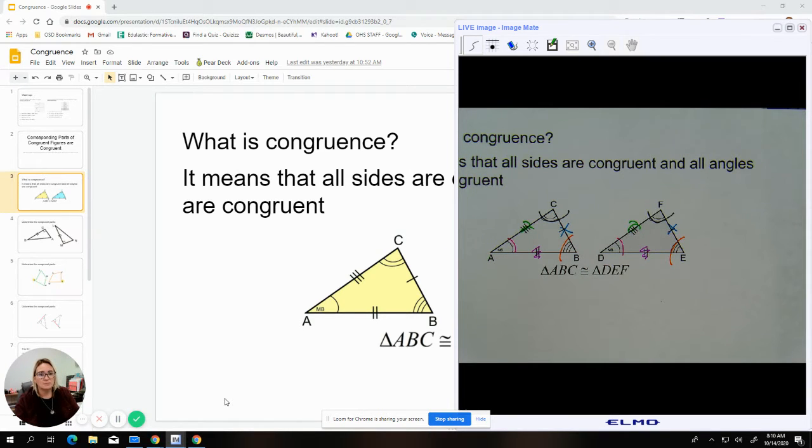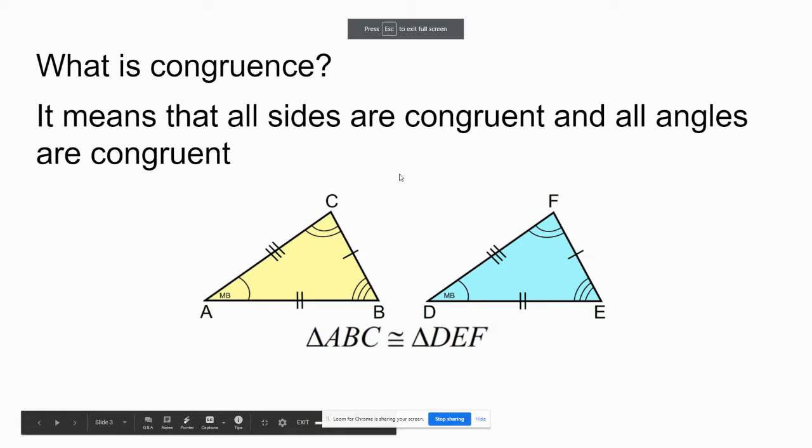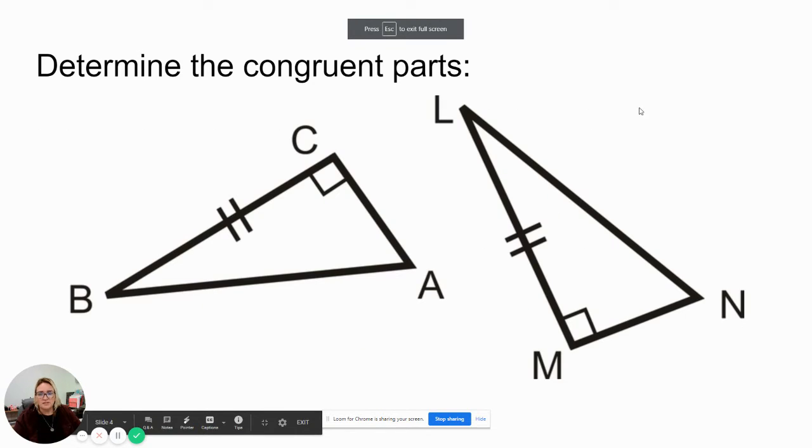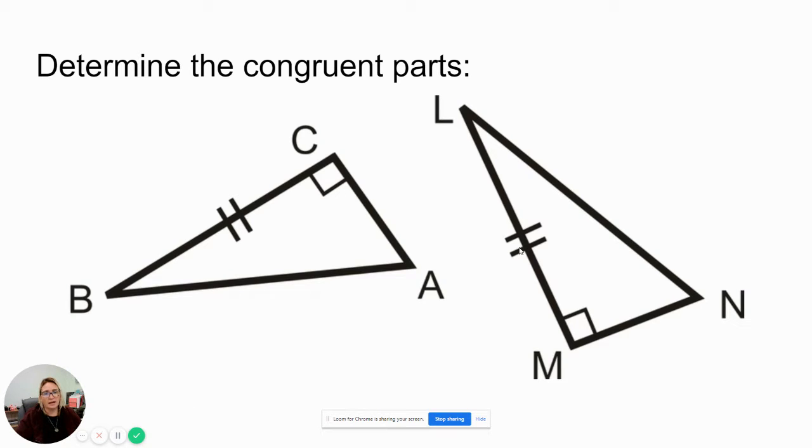So congruence is basically taking a figure and figuring out which angles and which sides are going to be matching up together. Okay, so if we're looking at this, we're looking at congruent parts. They tell us that the side LM and BC are the same. So because of that, AC is the same as MN and LN is the same as BA or AB.